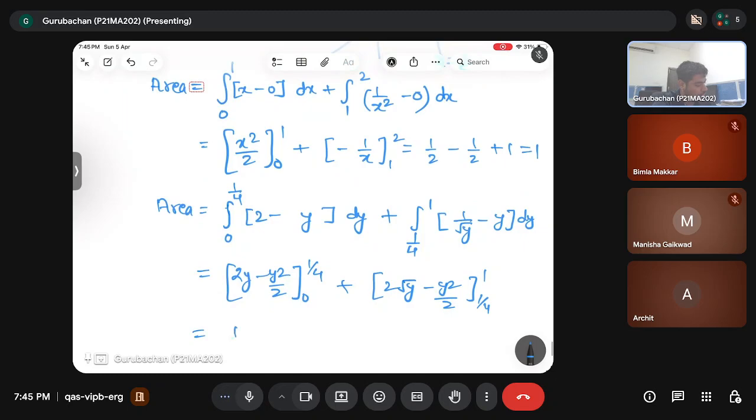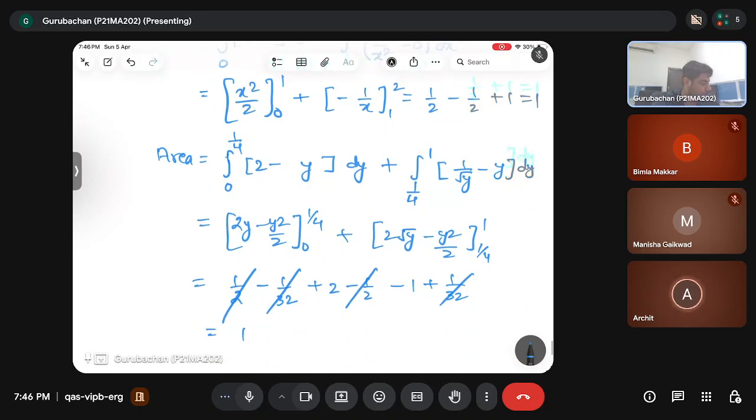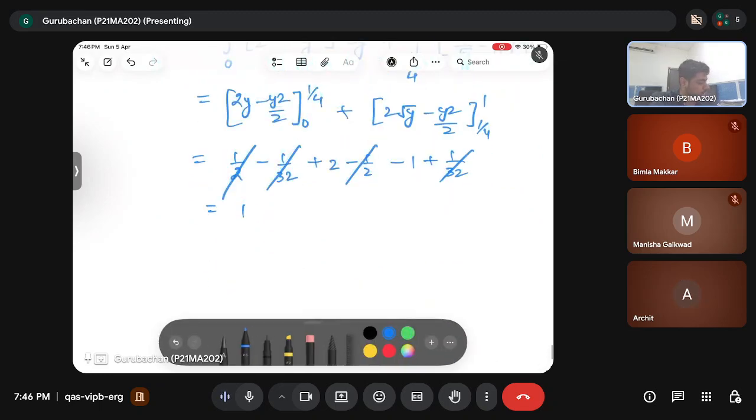So this will be 1 by 2 minus 1 by 32, plus this will be 2 minus 1 by 2, minus this will be 1, and this will be plus 1 by 32. So this will cancel out, this will cancel out, so we will be left with only 1. Fine. Yes, sir.